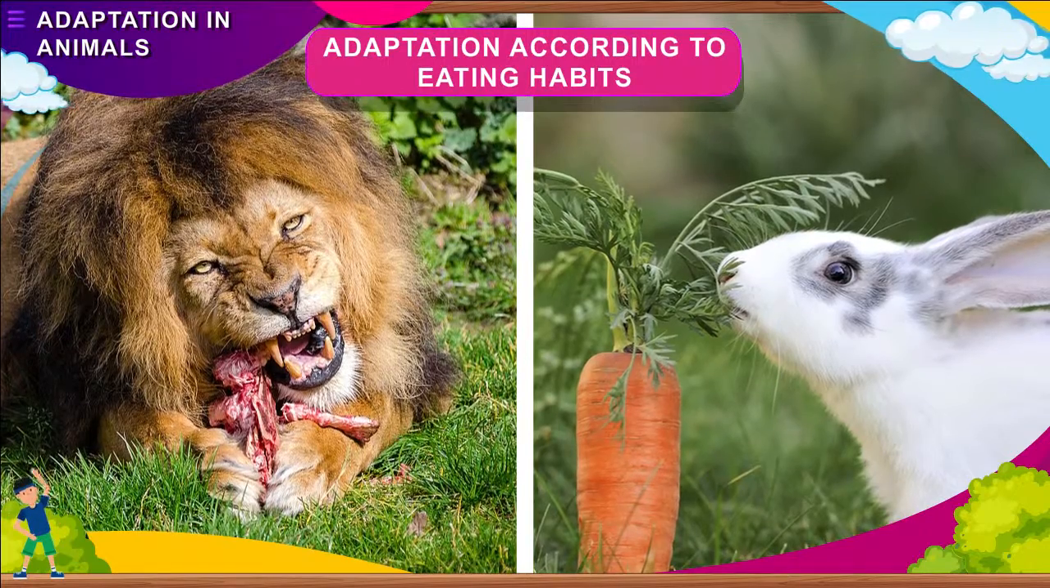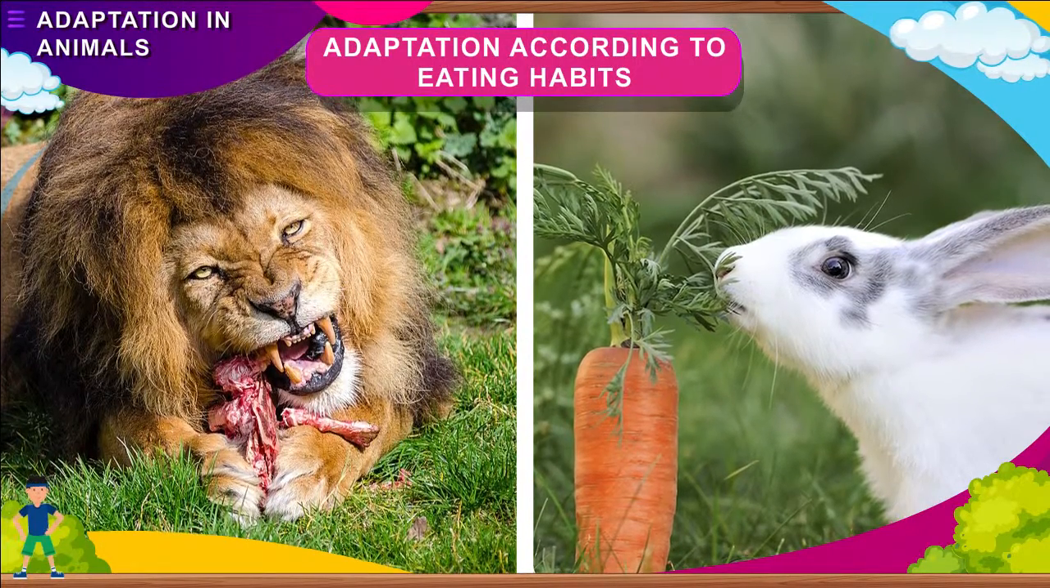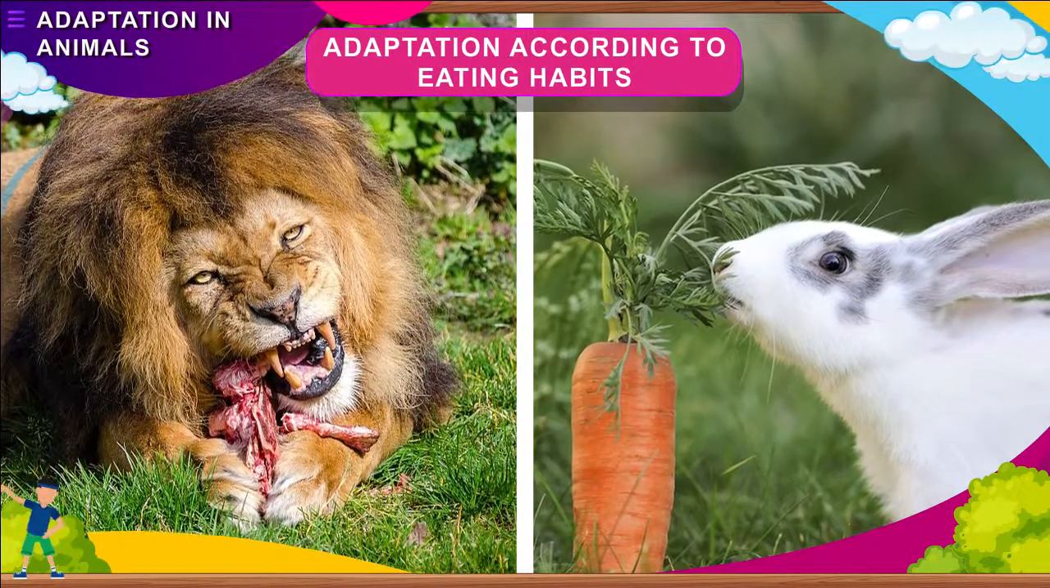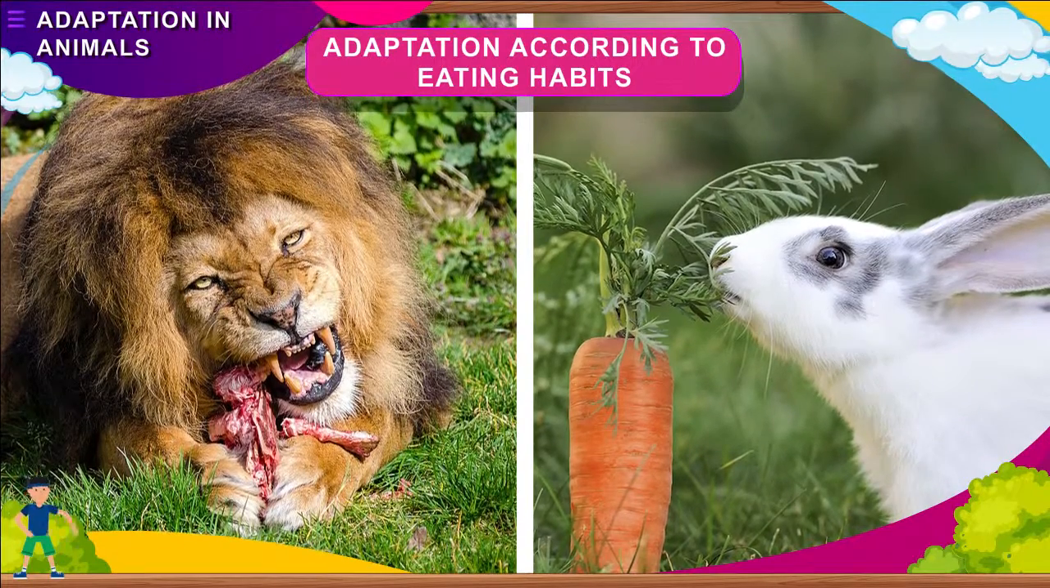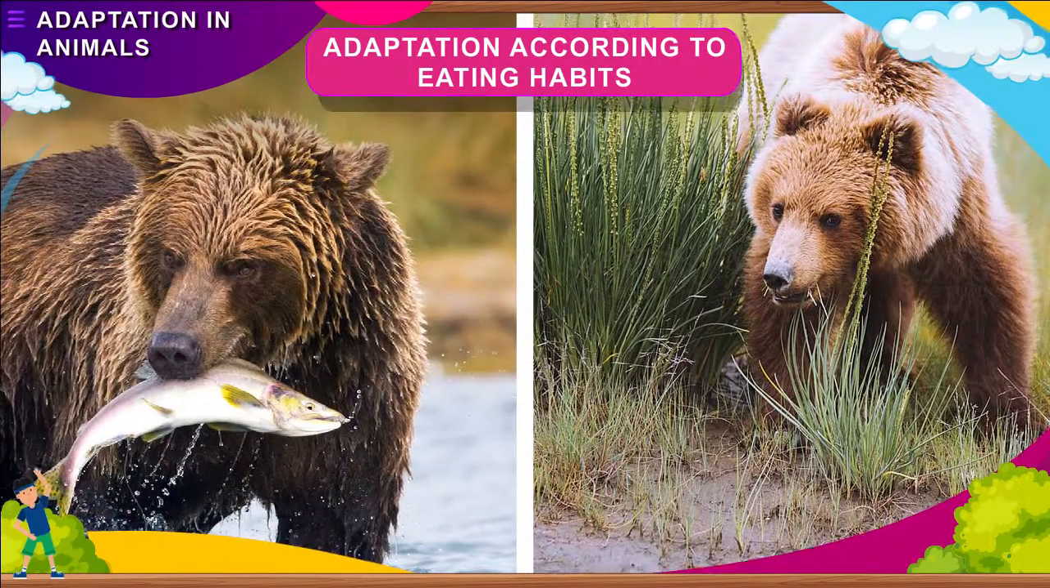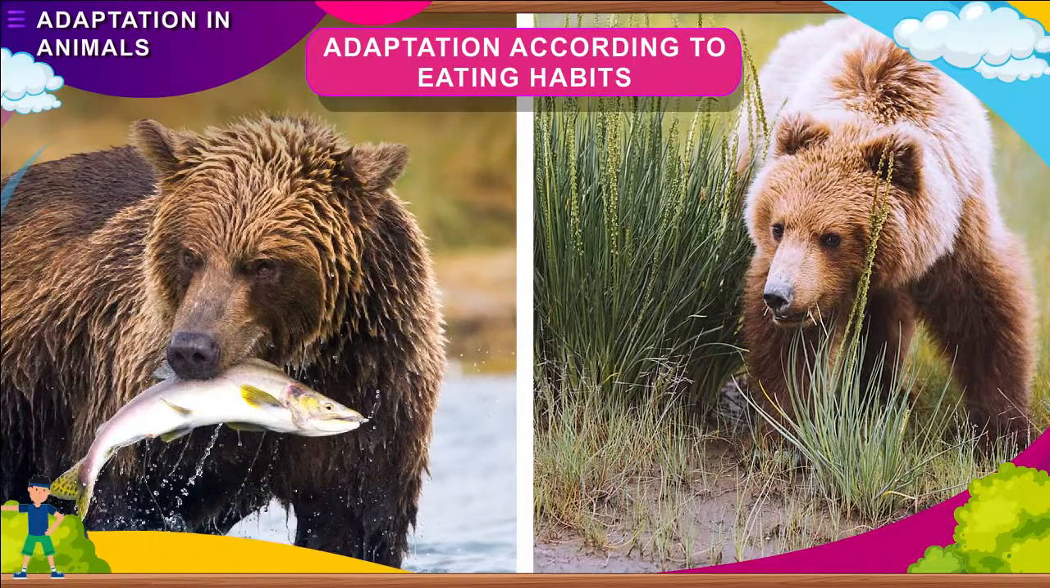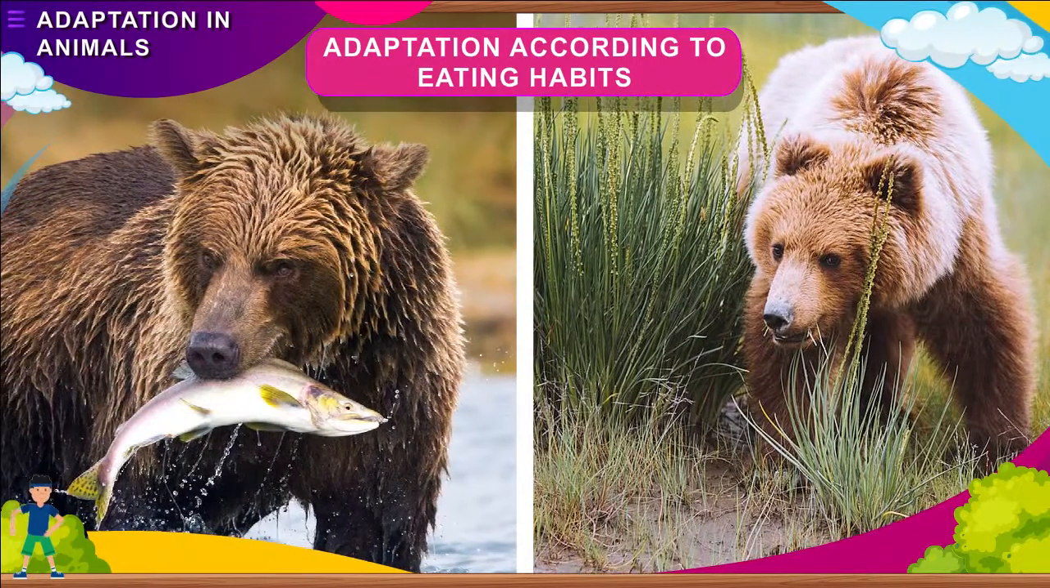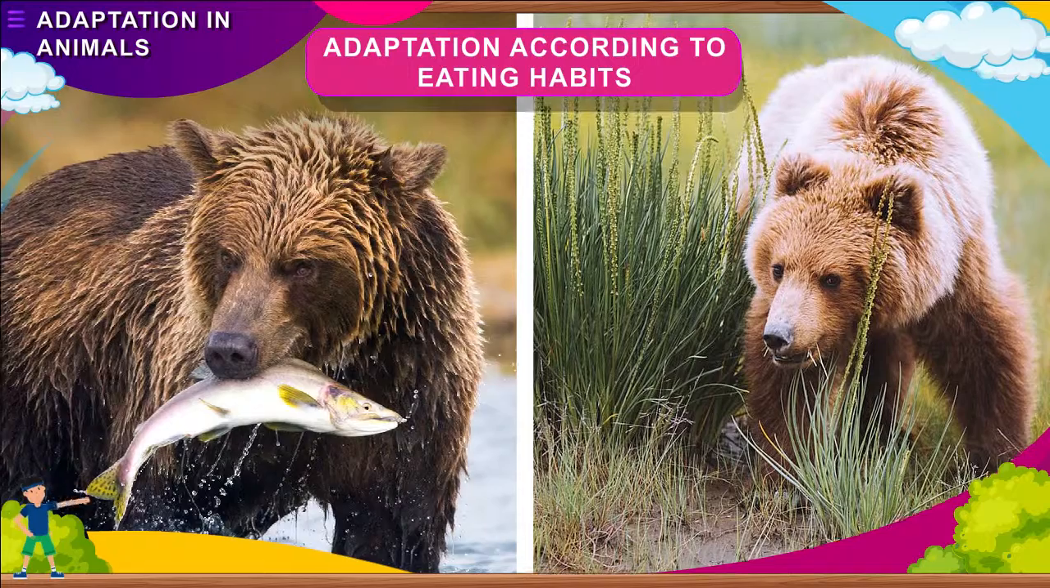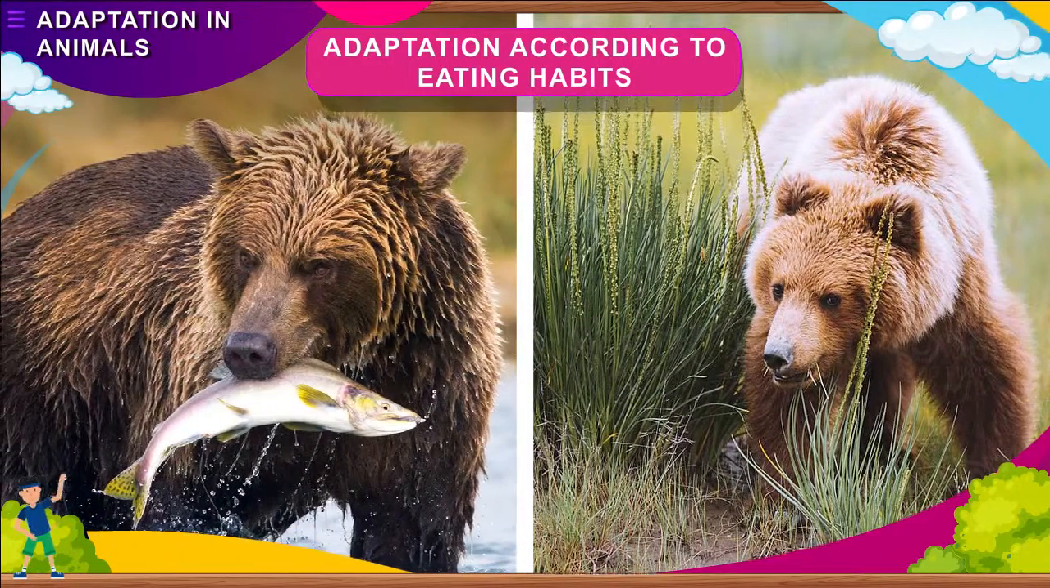Adaptation according to eating habits. Some animals eat plants. Some animals eat animals. Some animals eat both plants and animals. On the basis of their eating habits, animals are divided into 4 groups.